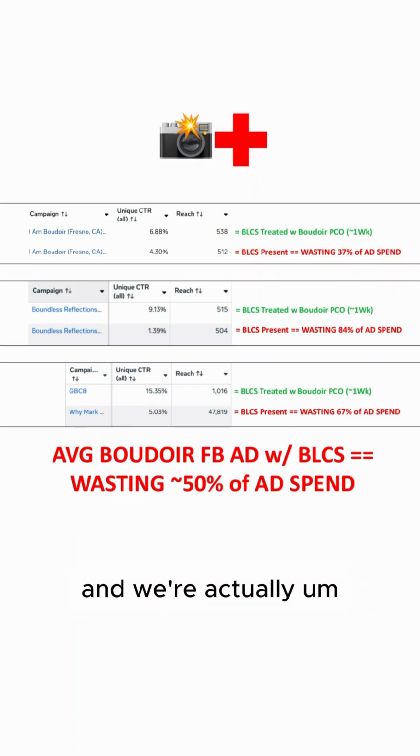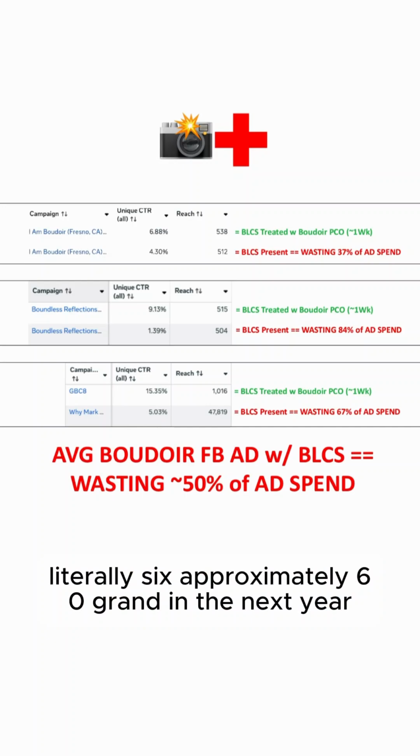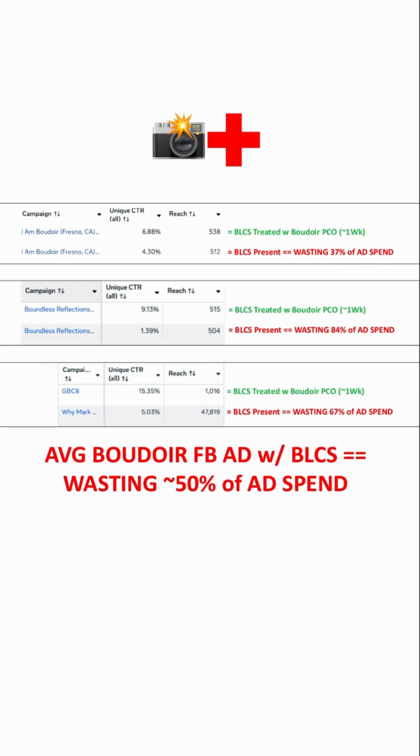And we can eliminate that and save them approximately 60 grand in the next year if they're spending at least 10 grand a month on Boudoir Facebook ads.